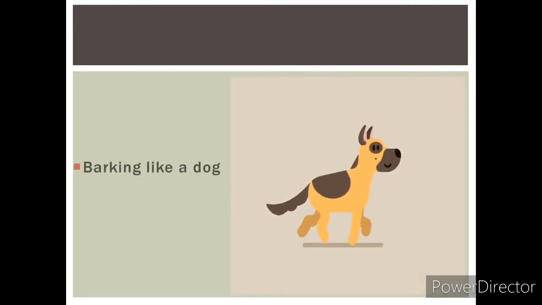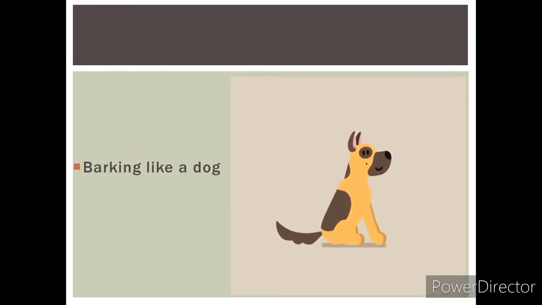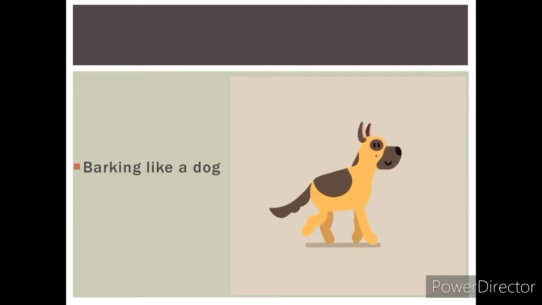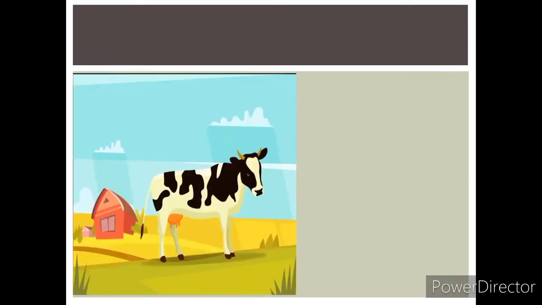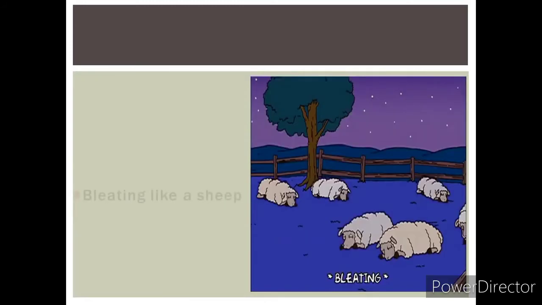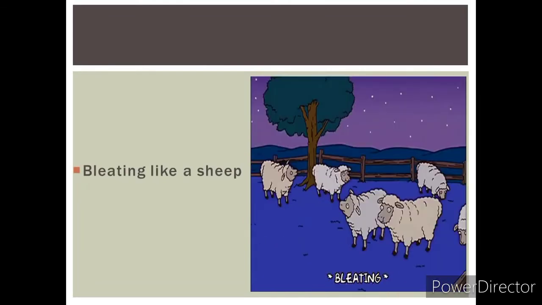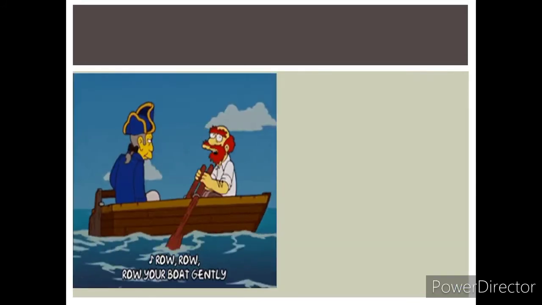Also, many of us have dogs at home, and we must have seen our dog bark. The dog does not just bark once and stop. It follows a repeated pattern. As the dog continues to bark, it is doing what is called a rhythmic activity. So barking like a dog is another rhythmic activity. We also have mooing like a cow. When a cow is being milked, it moos. Also, we have bleating like a sheep. The sheep bleats, which gives it a rhythmic activity.